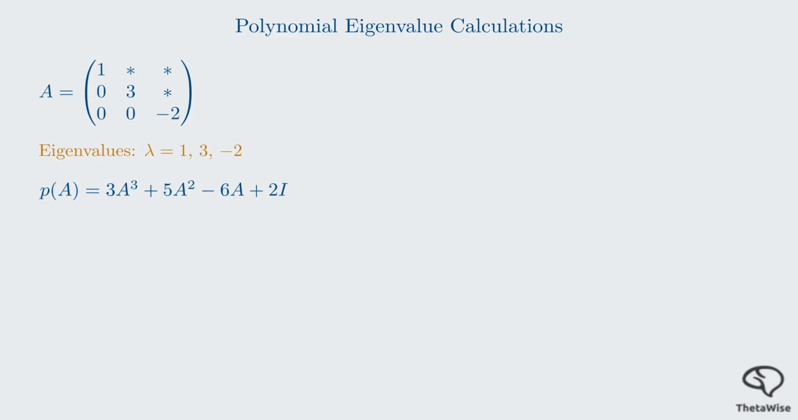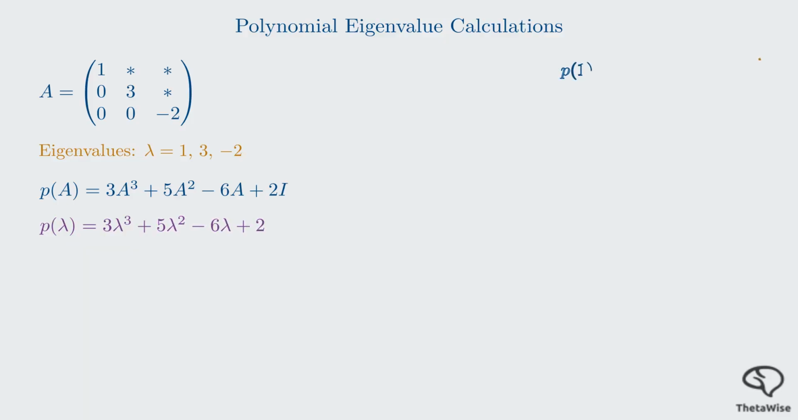In the Notes, A is the upper triangular matrix with diagonal entries 1, 3, and -2. Therefore, its eigenvalues are 1, 3, and -2. Consider 3A cubed plus 5A squared minus 6A plus 2I. For each eigenvalue lambda, apply the scalar polynomial 3 lambda cubed plus 5 lambda squared minus 6 lambda plus 2.